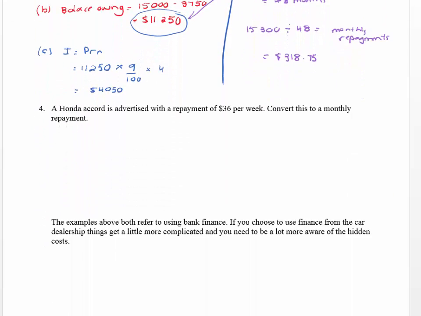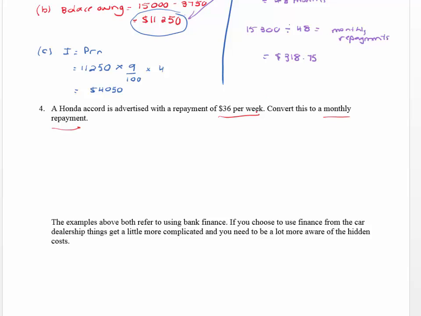Nice and simple. So there's one more question I popped in there, and it was just so that we could revise our work on converting something from weeks into monthly repayments. So a Honda Accord is advertised with a repayment of $36 per week. Convert this to a monthly repayment.